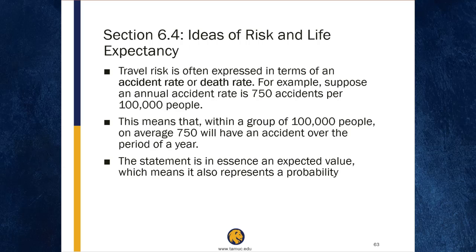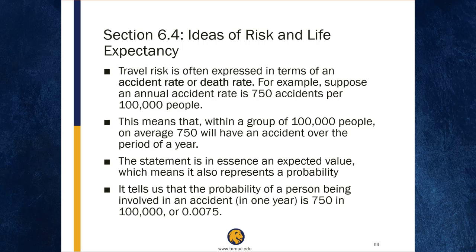The statement is, in essence, an expected value, which means it also represents a probability. It tells us that the probability of a person being involved in an accident in 1 year is 750 out of 100,000, or 0.0075.